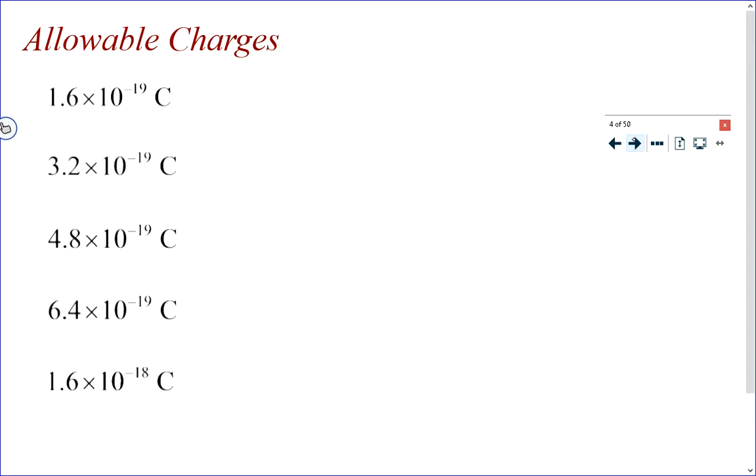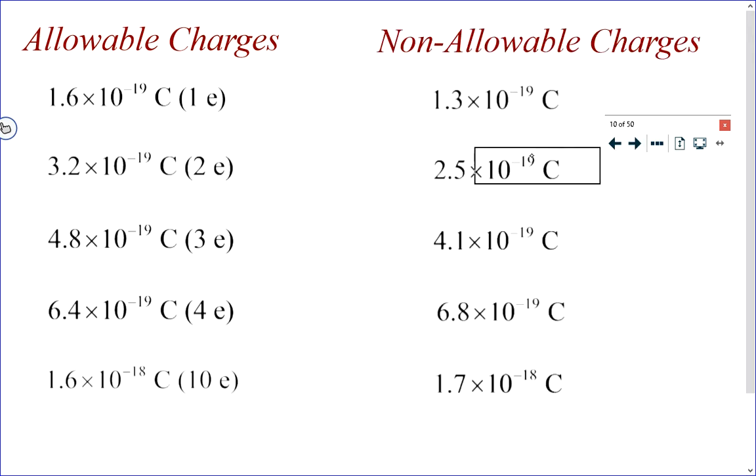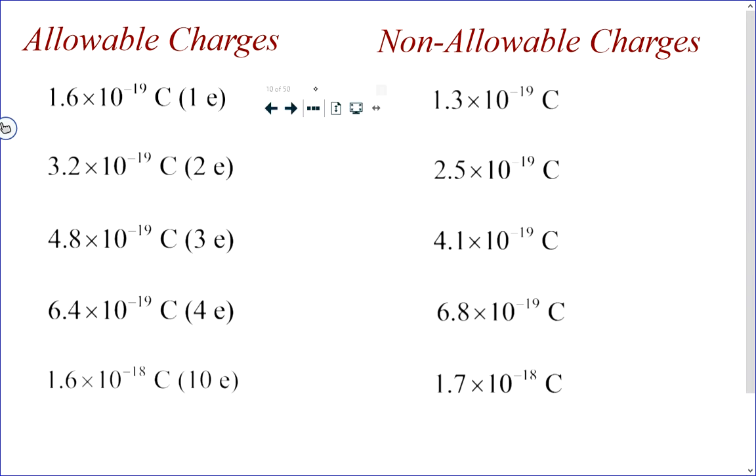The reason these are allowable charges is because all of these charges that you're looking at right now happen to be multiples of the elementary charge. That first charge is 1 elementary charge, 2 elementary charges, 3 elementary charges, 4 elementary charges, 10 elementary charges. But we've learned that you cannot have charges on objects that are not multiples of the elementary charge.